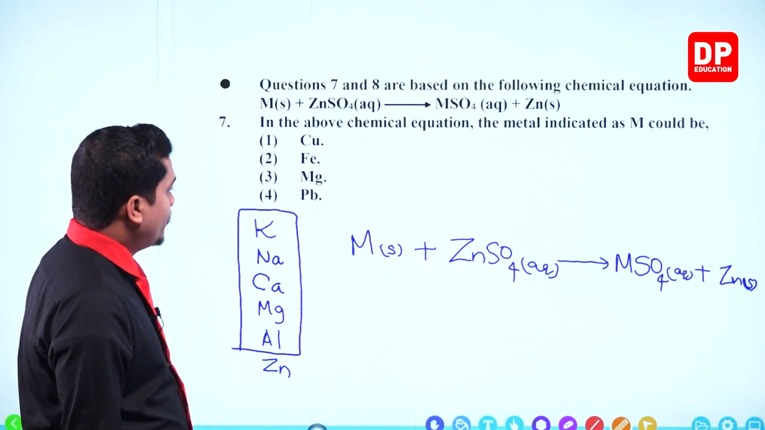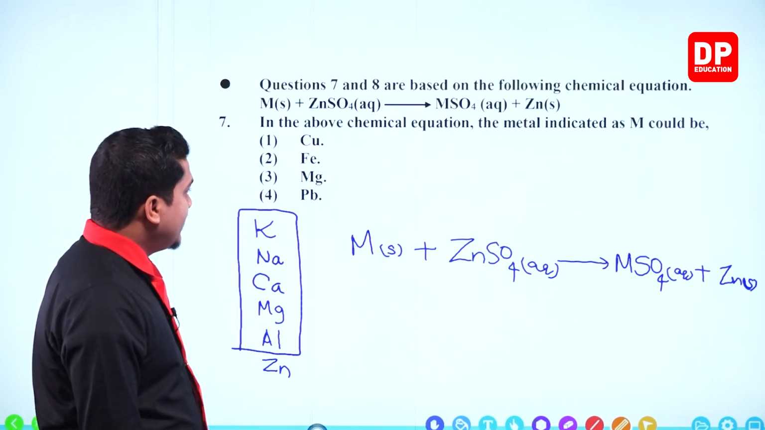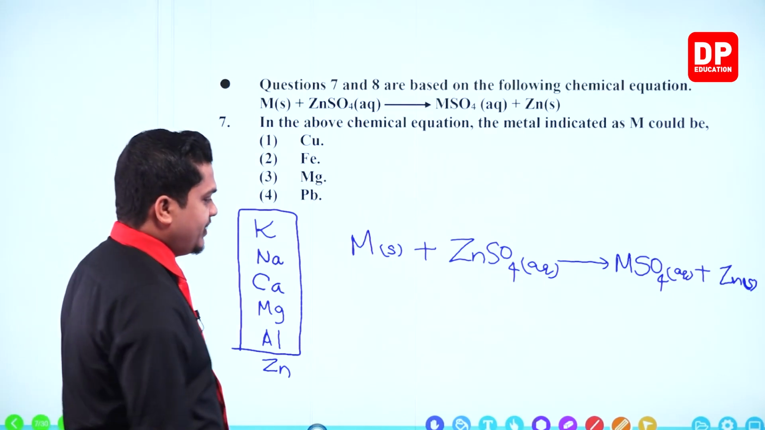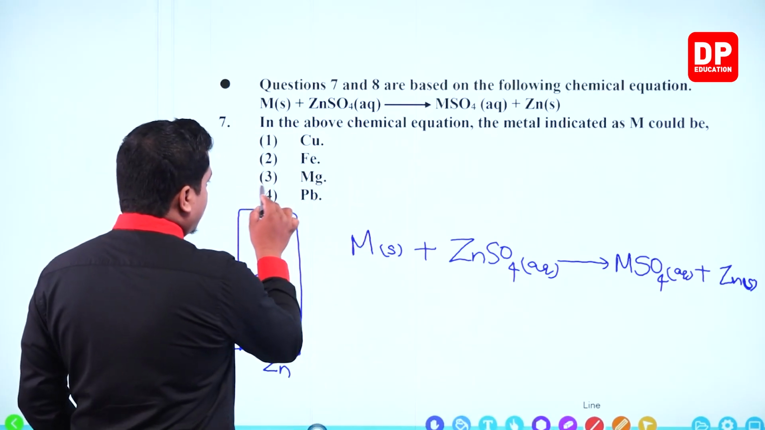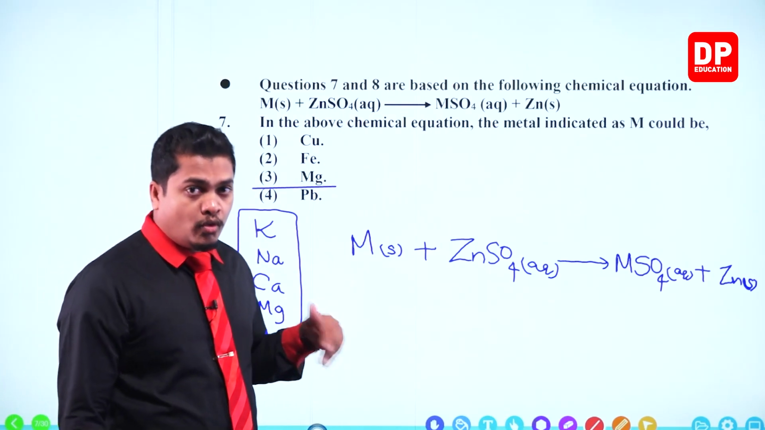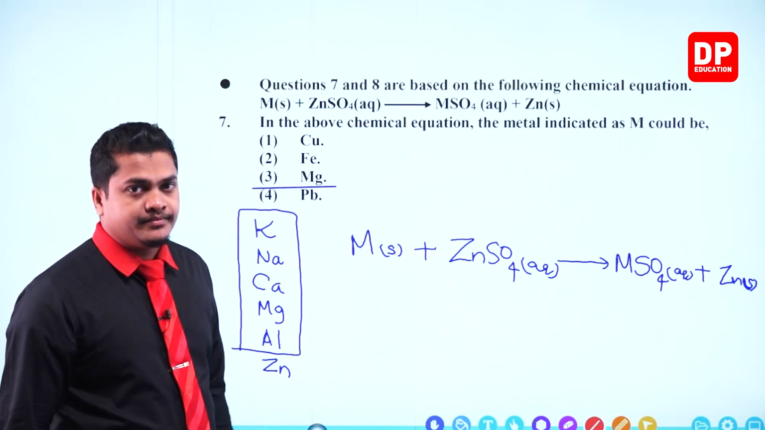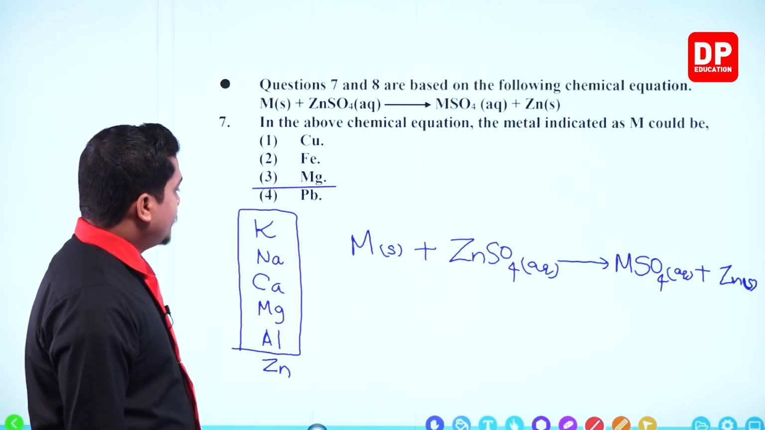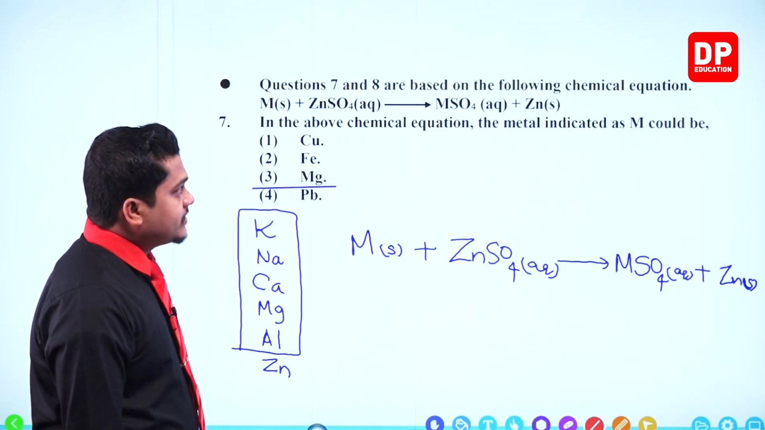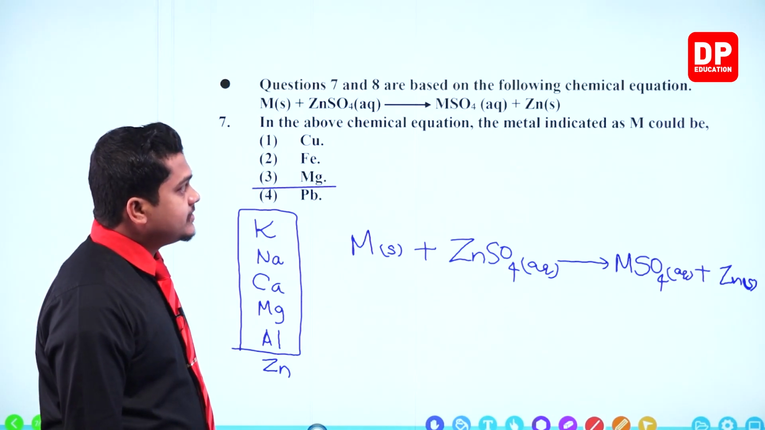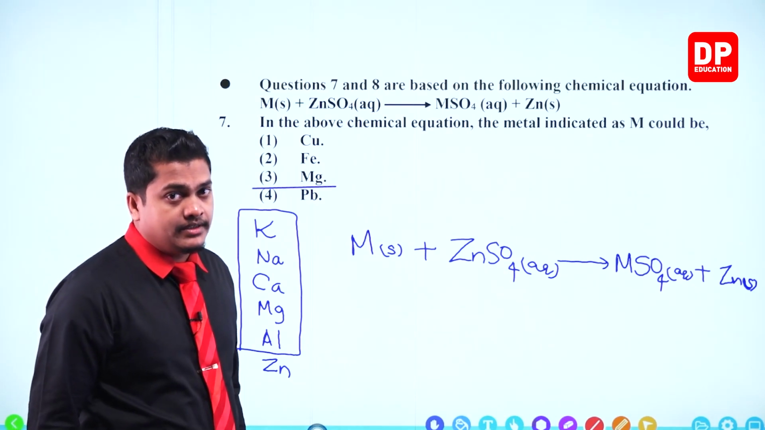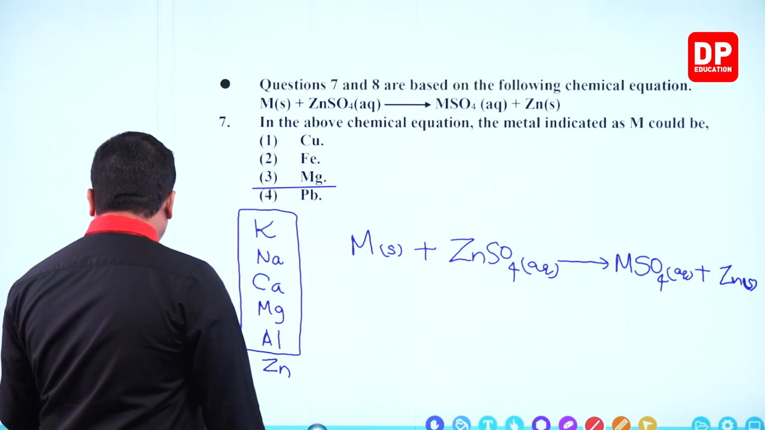So let's see the answers. Copper, no. Fe, iron, no. Magnesium, yes, that should be the answer. Then Pb, plumbum, that is also incorrect. So you have to select one of these because those are the ones which are more reactive than zinc. Right then. So the answer for the 7th one should be magnesium. That's the one which can displace zinc out of their aqueous solutions because of the higher reactivity.